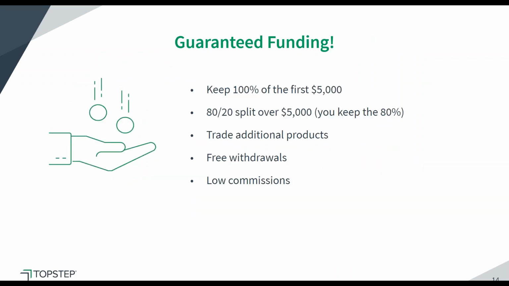What you get here is guaranteed funding. There is no subjectivity once you are through and completed with step one and step two. You are getting funded, no question, no doubt. You're going to be able to keep 100% of the first $5,000 that you earn in your funded account. After that, we're going to be asking for an 80-20 split. Once you've made your $5,000, you keep all that $5,000. After that, we're only going to keep 20% of your profits.